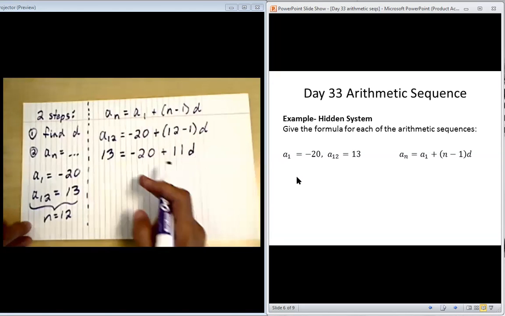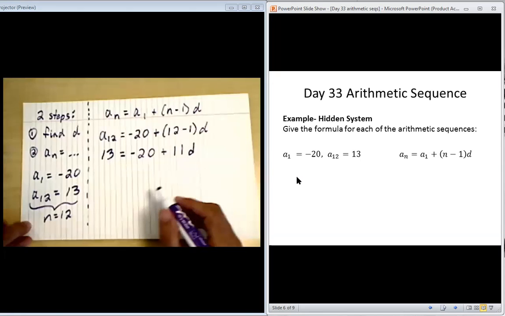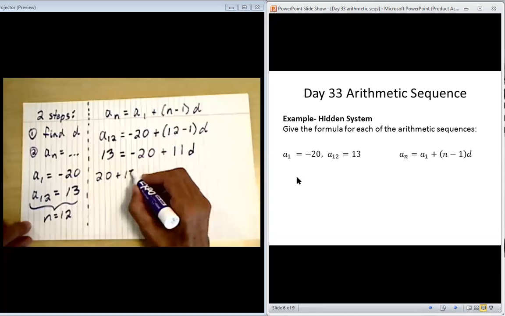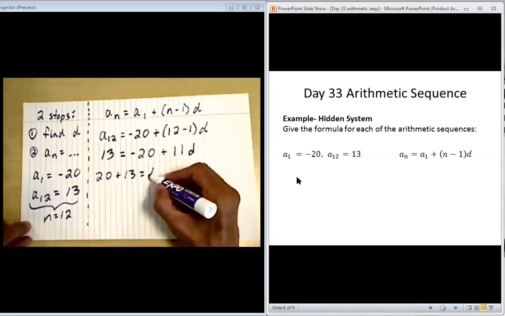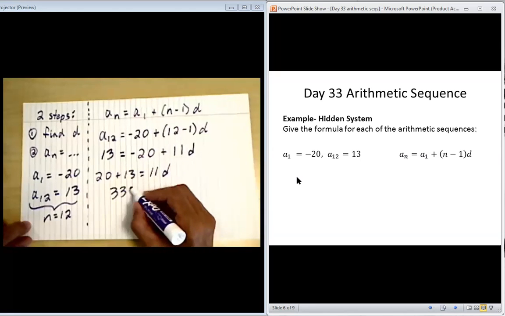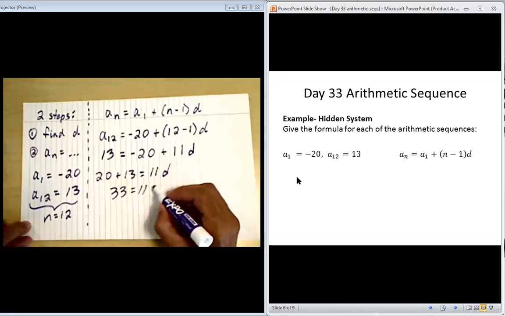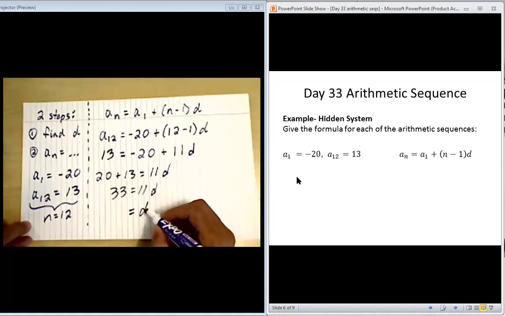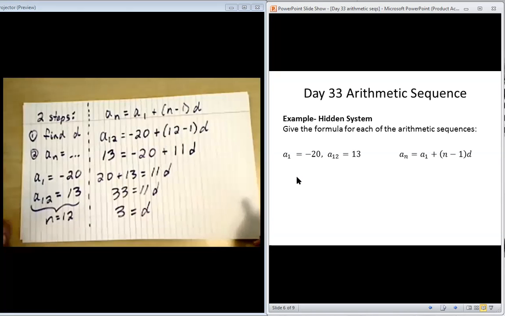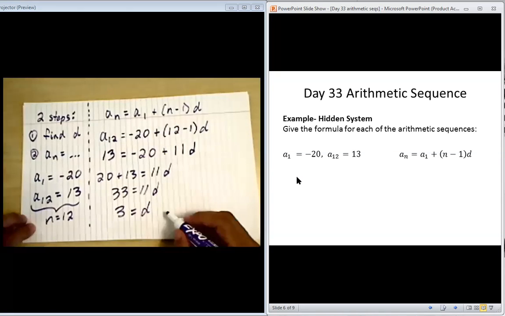Okay, so we'll move the 20 over. That'll give a plus 20 now. Plus 13 is 11d. 20 plus 13 gives 33. And so look at that, a nice number. D is equal to how much? D is equal to 3. Not bad, not bad. Okay, so that was step number 1.